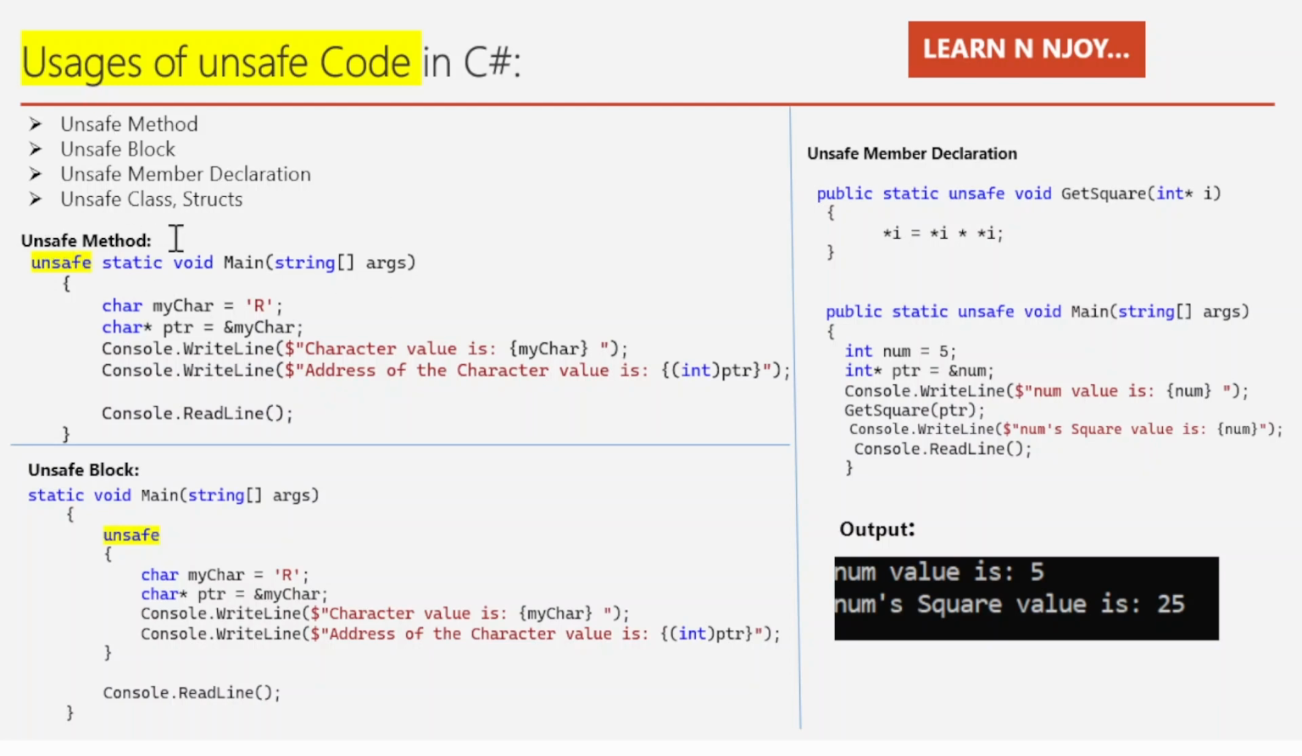Let's see unsafe method. Here the unsafe keyword is used at the starting point itself in the method. And inside that method, we can use pointers and so on. And that's what, if you see, this character pointer we have used, right?